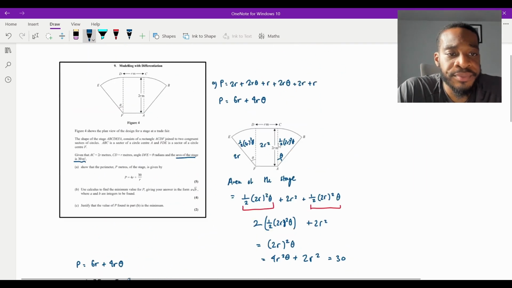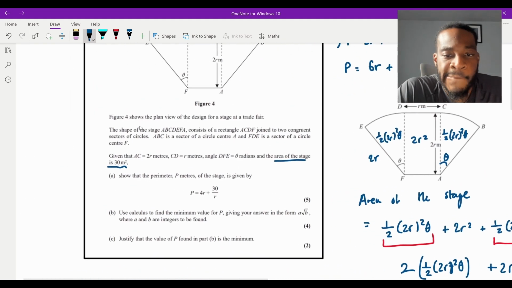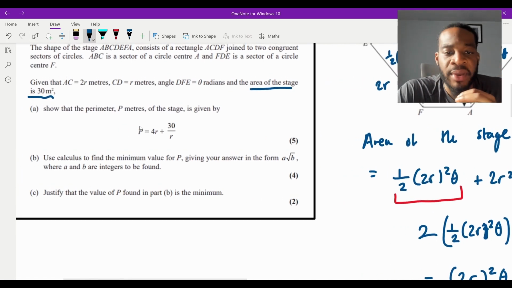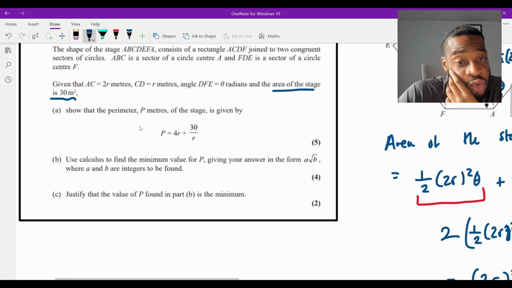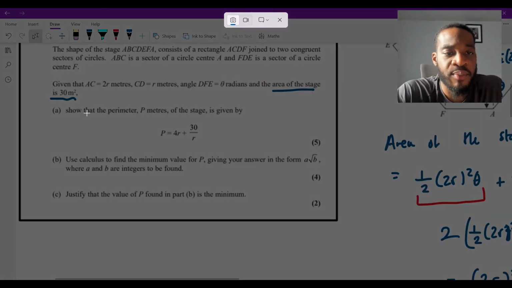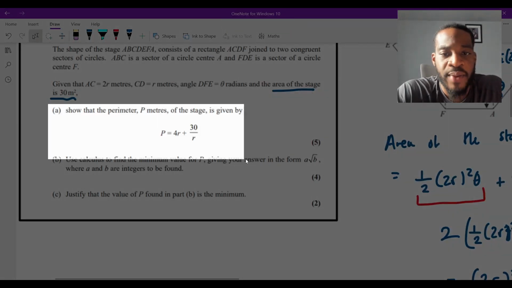Let's go to part B. What does part B say? Part B says use calculus to find the minimum value for P, giving your answer in the form A root B, where A and B are integers to be found. So they're asking us for a minimum value of P. So remember, P is a variable which depends on r, right?